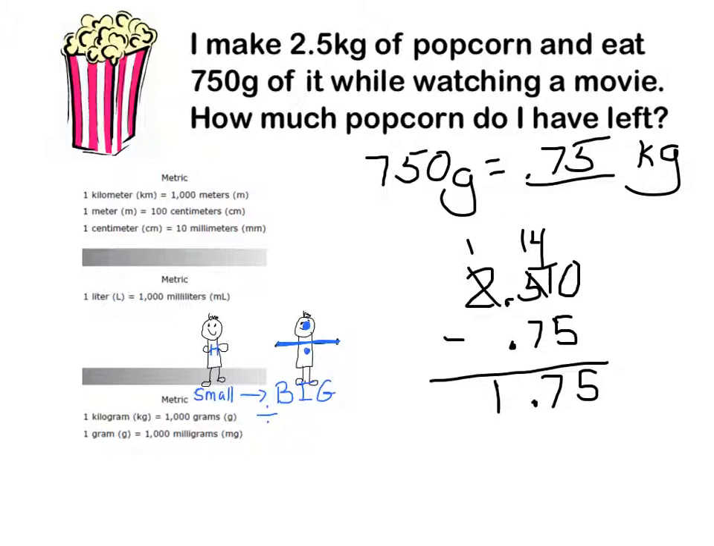And I have 1.75 or 1 and 75 hundredths kilograms left.